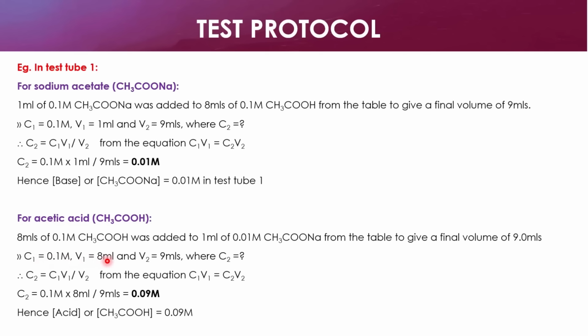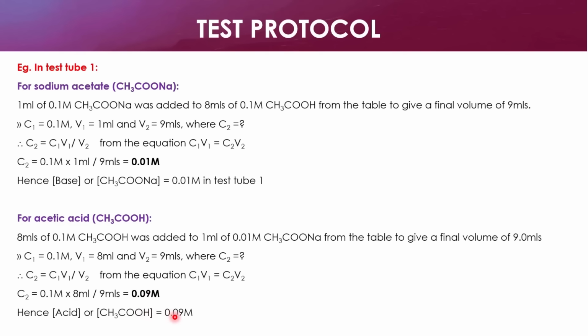Putting these values in the Henderson-Hasselbalch equation, we have pH equals pKa plus log of the concentration of the base over the acid, where our pKa is given as 4.76 at 25 degrees Celsius. So we will have pH equals 4.76 plus log of 0.01 molar, which is the new concentration of the base in test tube 1, divided by 0.09, which is the new concentration of the acid in test tube 1.